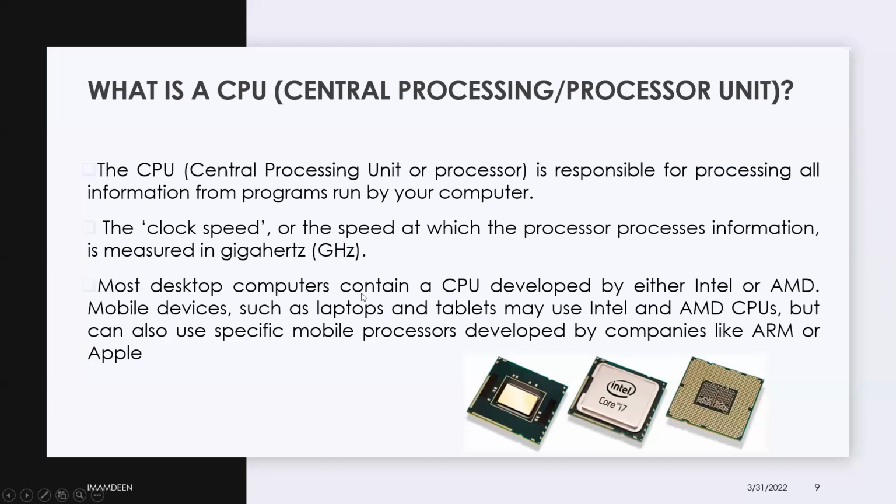Okay, so most desktop computers contain a CPU developed by either Intel or AMD. So these two companies are mainly developing the central processing unit, CPU. Mobile devices such as laptops and tablets may use Intel and AMD CPUs. But we have another one too, right? MacBook, iMac. For them we use ARM CPUs. So they have a different one.